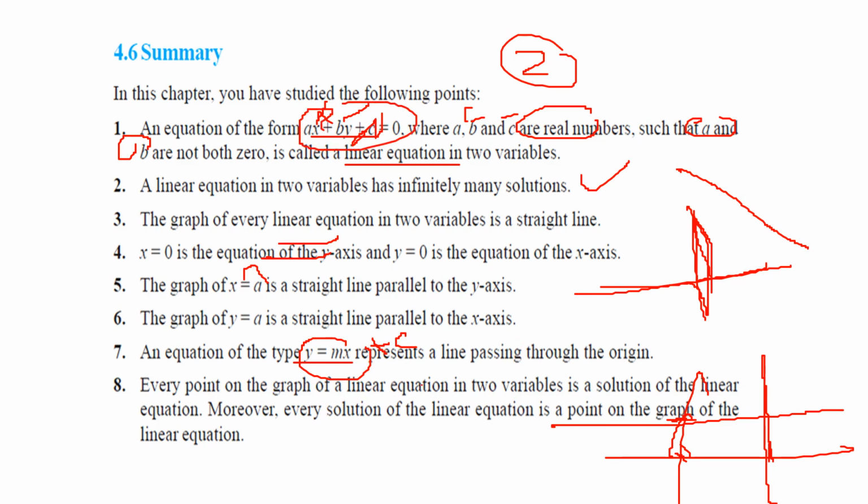Every point on the graph of a linear equation in 2 variables is a solution of the linear equation. So if I have a line here, this is a graph. Any point on this line is one of the infinite solutions, and any point which is outside this line will not be a solution of that linear equation.